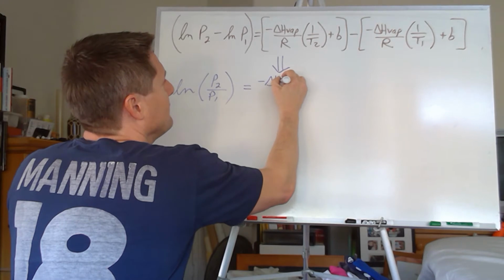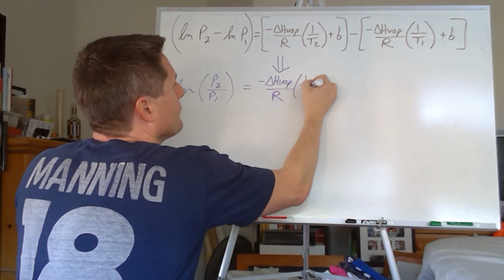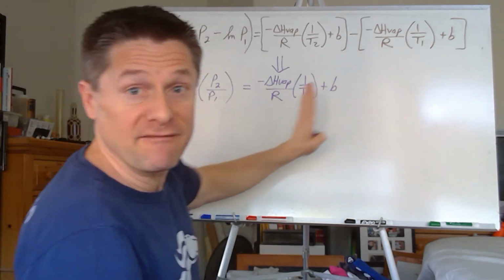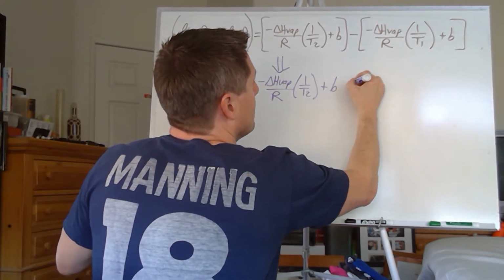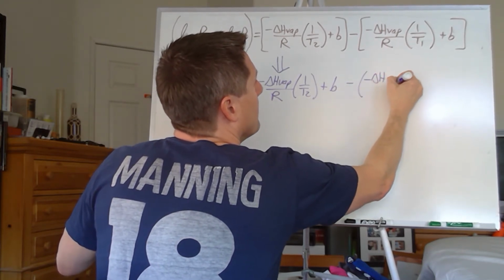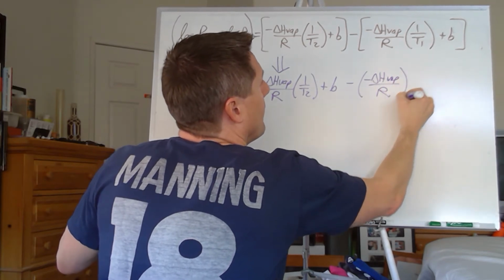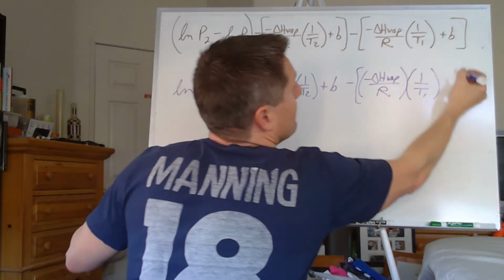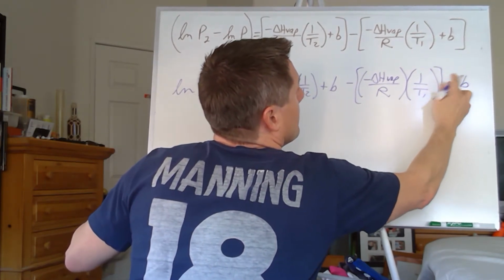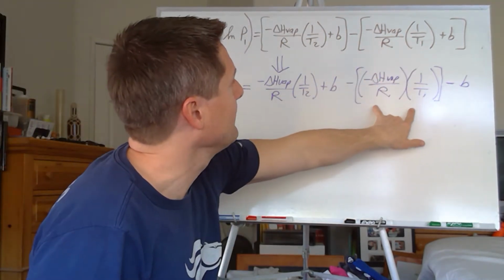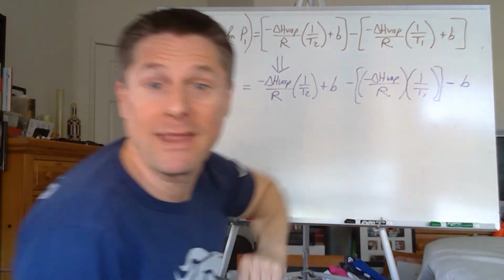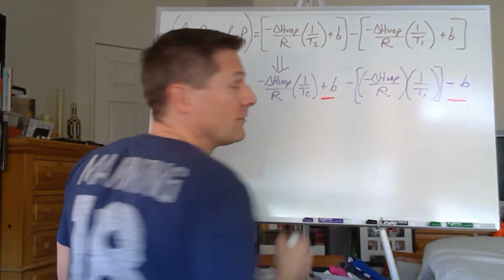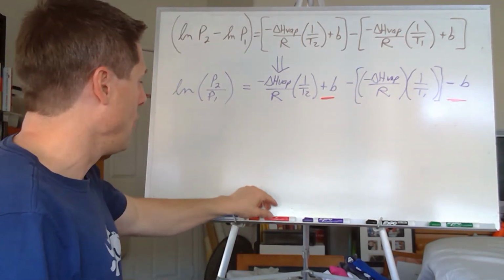So let's do the negative delta H vaporization over R, 1 over T2 plus B. And I'm going to leave this as negative delta H vap over R so I can factor that out later. Right? So this will be minus negative delta H vap. That was an ugly V. Over R, times 1 over T1. And let's bring that negative sign through. So we get a minus B. So I just kept this term together and left that negative sign there, but I carried the negative sign through there and made the minus B. So hopefully you can see these B's are going to cancel out. You see that? So those go bye-bye. And then I'm going to factor out the negative delta H vap over R. So let's have at it.